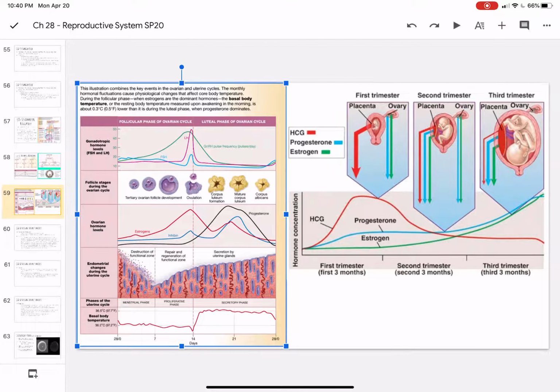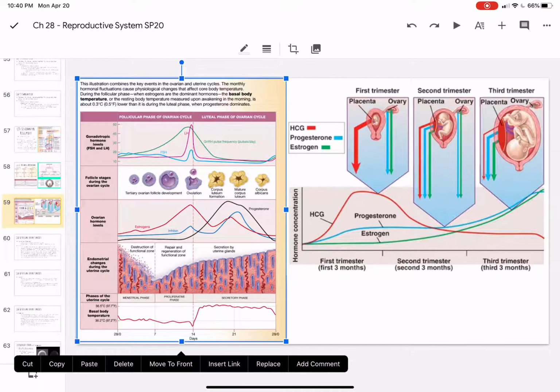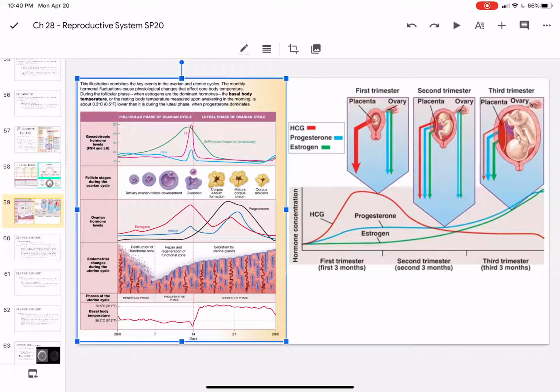So here's this picture that I've been talking about that the book has given you, that I've been cropping and putting in other slides. I don't know what its actual number is, but it's a huge picture in your book. The top one is showing you those GnRH levels and then the associated LH and FSH levels during the ovarian cycle, actually during any parts of the cycles.